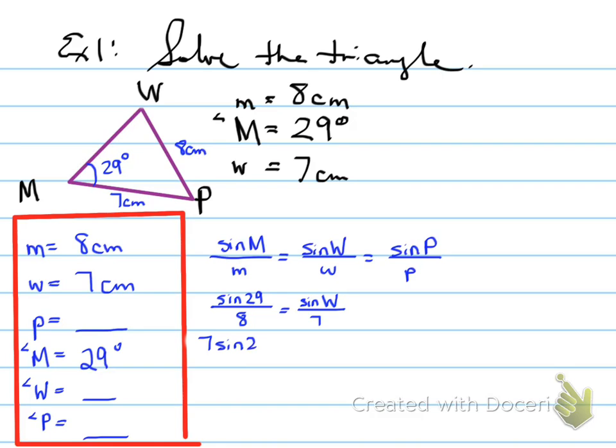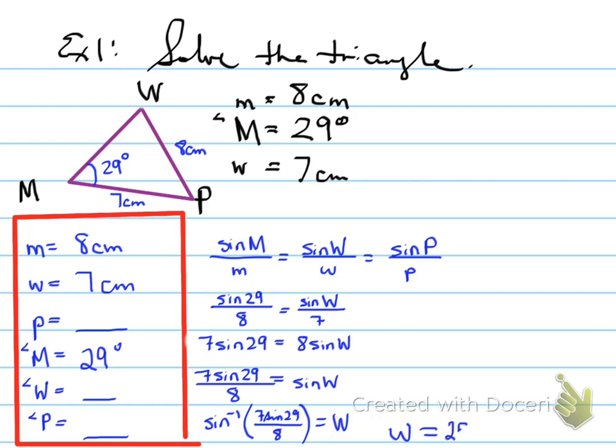Knowing this, we cross multiply. We get 7 times sine 29 is equal to 8 sine N. Then we divide by 8: 7 sine 29 divided by 8 is equal to sine N. Because we're finding an angle, we use sine inverse, and we find that N is equal to 25.1006 degrees.